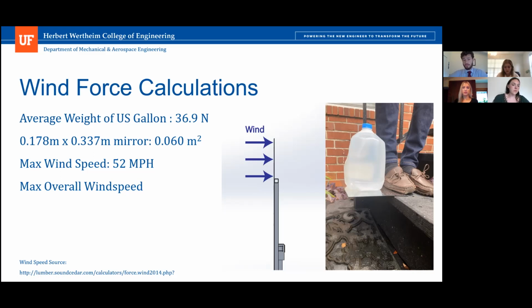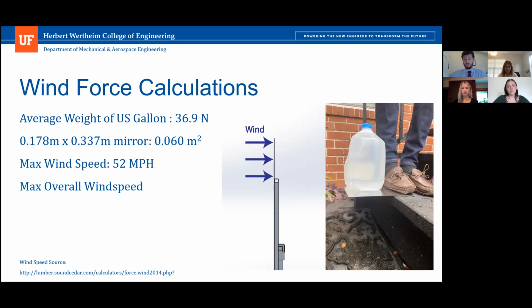And so you can see in the right figure, we're pretty much doing the same configuration that the wind speed would be acting on. That gallon of water is 36.9 newtons. We did the same overhang, which was about 7 inches. The gallon of water was just about to break the glass, so we assumed that to be pretty much the maximum load that it could take. And that would end up being 52 miles an hour.